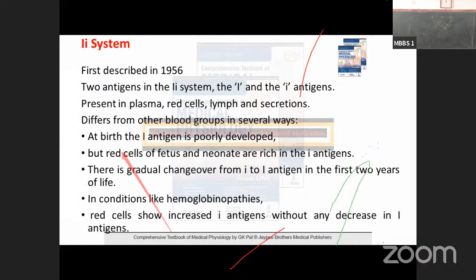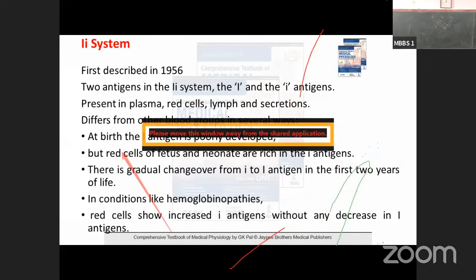Then the I system. There are two types of antigens: capital I and small i. They are present in the plasma, red cells and saliva.